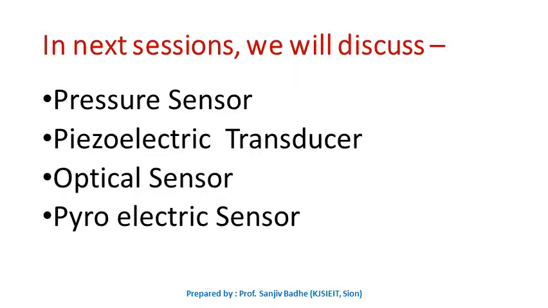So now we are at the end of this session. In this session we discussed resistive sensors and how the resistive sensors can be used for the measurement of temperature and humidity. In the next sessions we will be discussing pressure sensors, piezoelectric transducer, optical sensor and pyroelectric sensor.